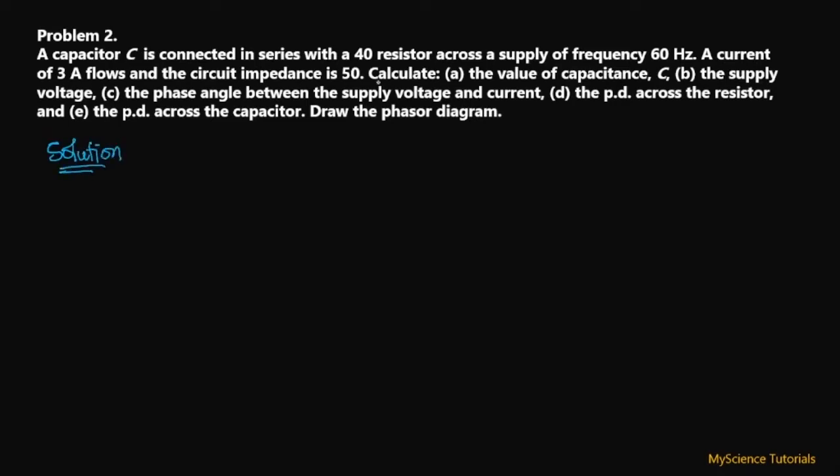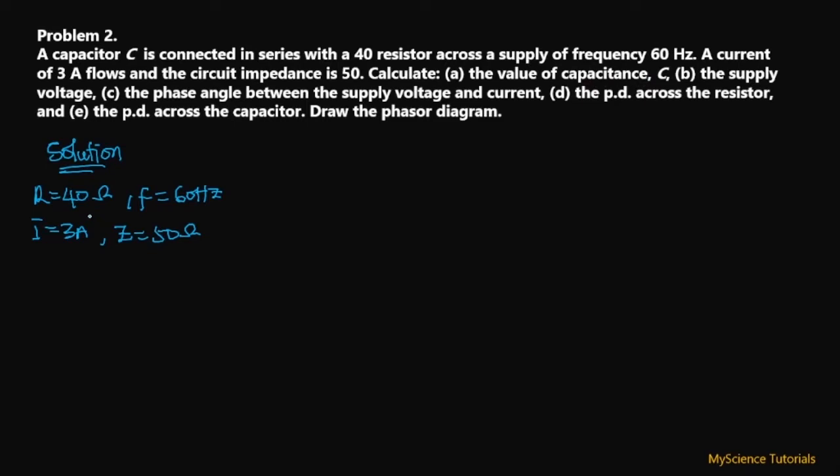Okay, so we have a capacitor connected in series with a 40 ohm resistor. So we have our resistance is 40 ohms, and then we have our frequency to be 60 Hz. We have a current which is 3 amperes, and then the impedance of the entire circuit, we've been told, is 50 ohms. Now we have to calculate the value of the capacitance C.